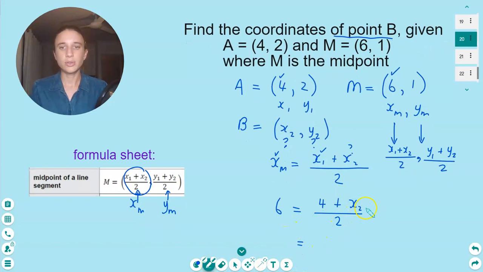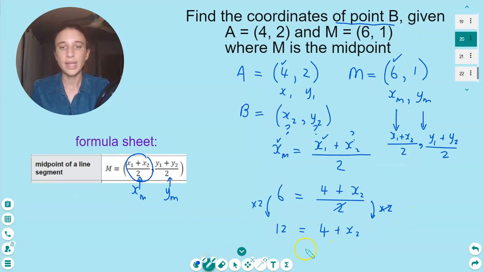Now some students get a little bit scared that there's a fraction here, but if we're trying to solve an equation with a fraction, just get rid of that denominator first. The fraction sign means divide. So I'm going to multiply that 2 on both sides and get rid of it. Multiply by 2 to get rid of that denominator. 6 times 2 is 12. 4 plus X2.